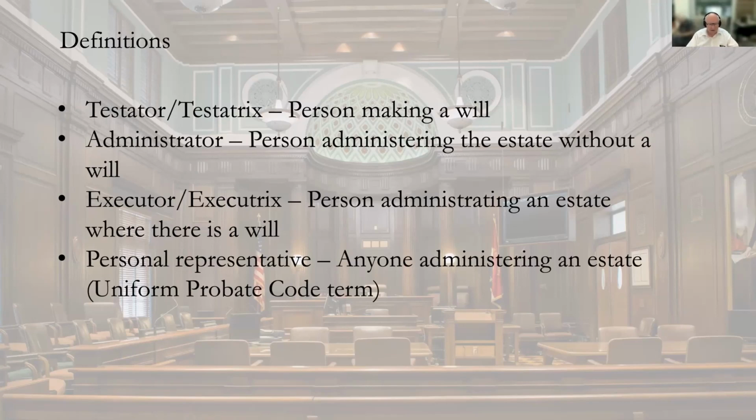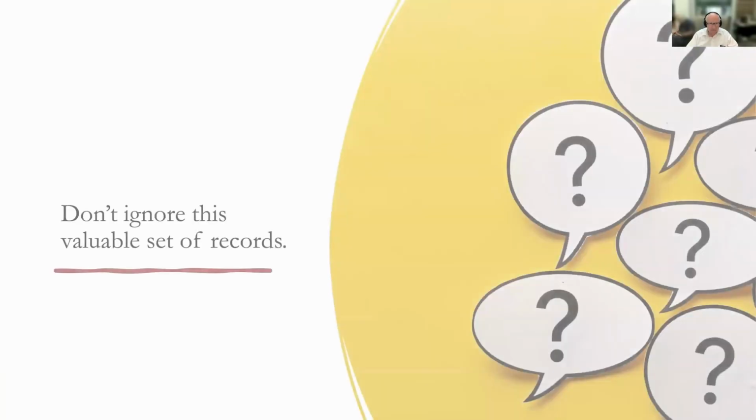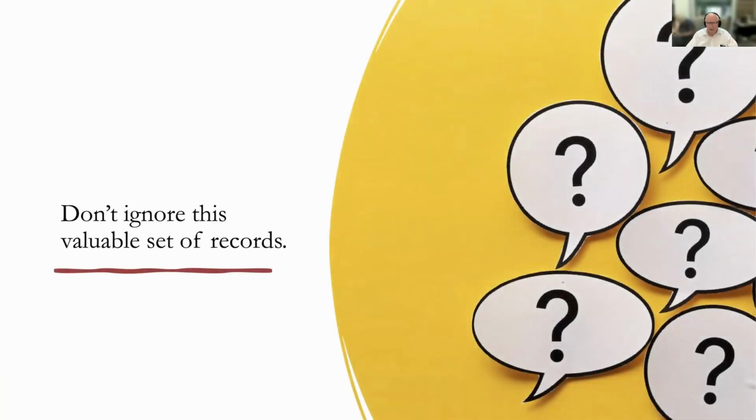So we did away with the male-female designations, and it was interesting because when I was in law school, one of my trusts and estates probate classes was being taught by the person who wrote the Uniform Probate Code for across the country. So that was kind of an interesting thing that we were involved in. So don't ignore this valuable set of records. These records are tremendously valuable and helpful. They're just hard to find.